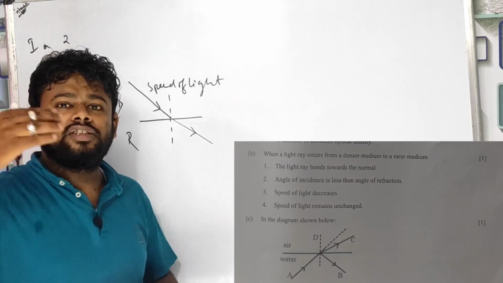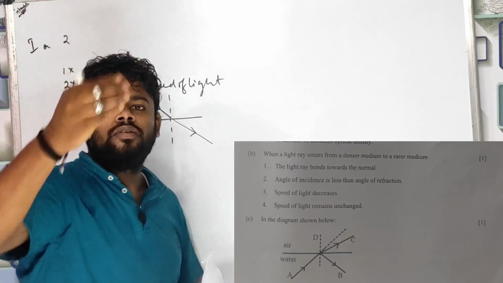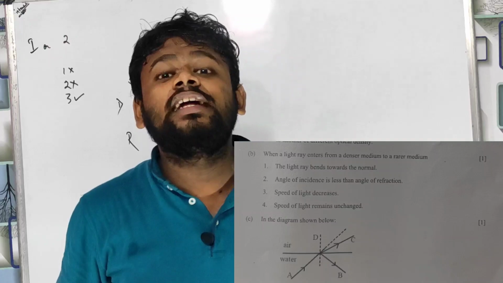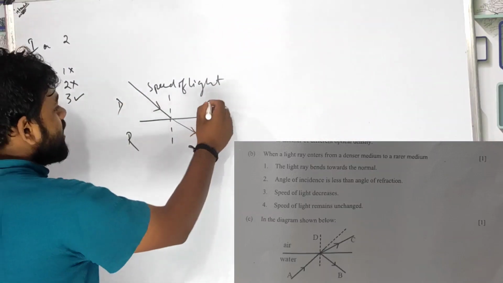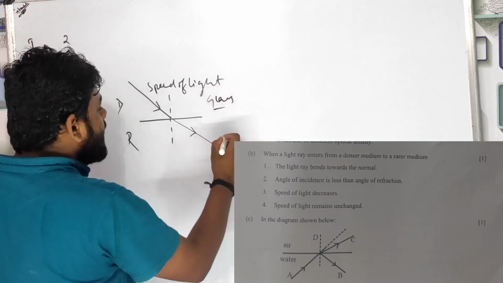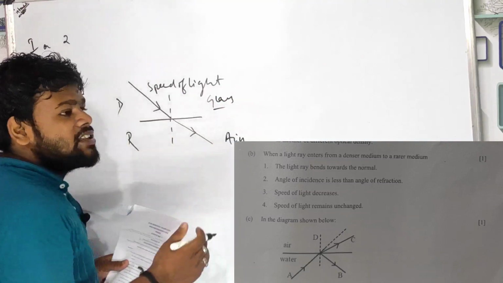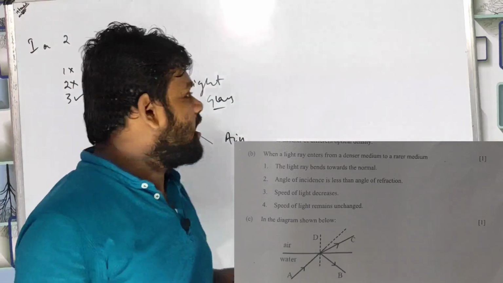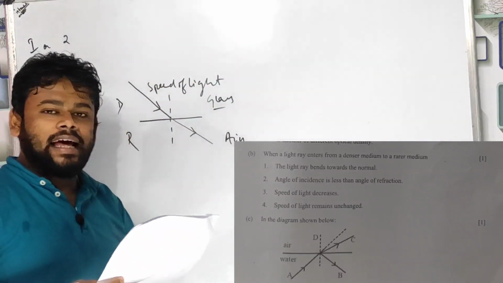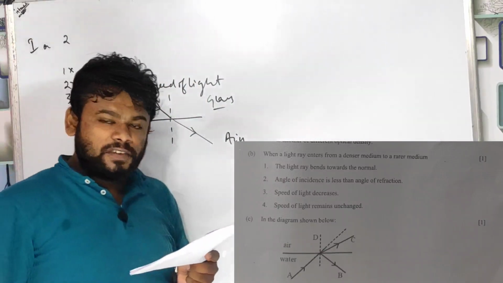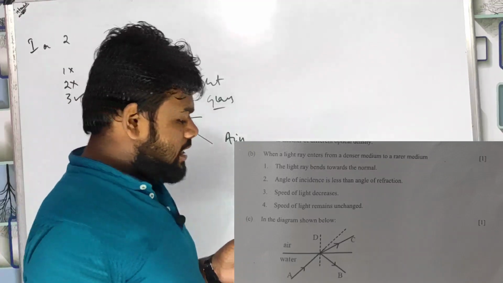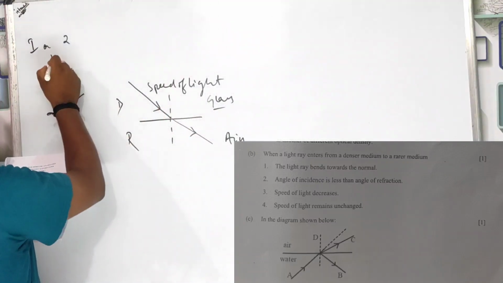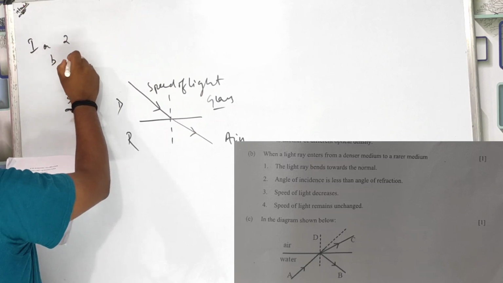Arre bhaiya, it is going from denser, from glass, to air, so what will happen? Will the speed of the light decrease or increase? It will increase. So here the denser is glass, right? And the rarer is air. Obviously when light goes from glass to air, that means it will increase. Look, they are making us fool. The speed of the light remains unchanged. Yes, that means here option B, number 2 is correct.